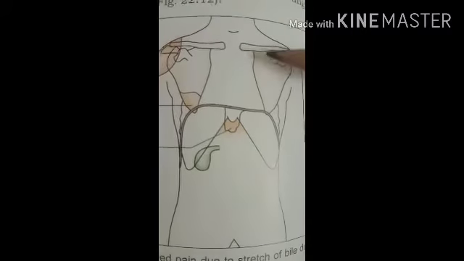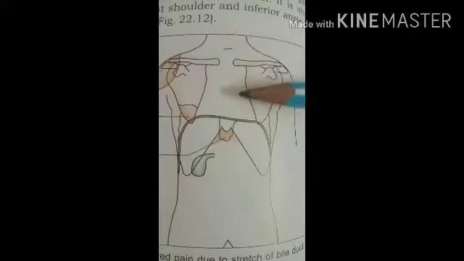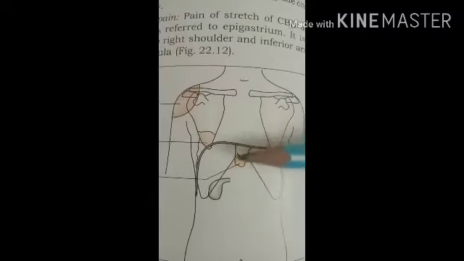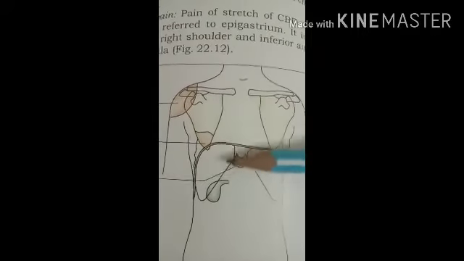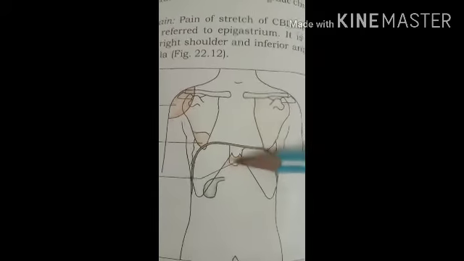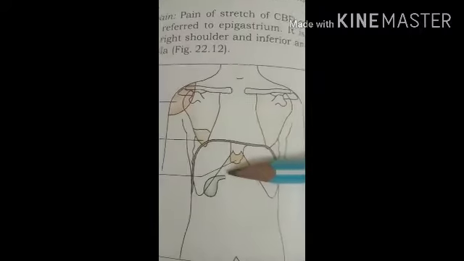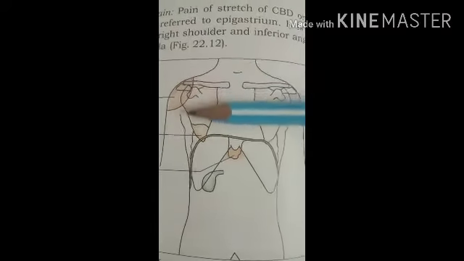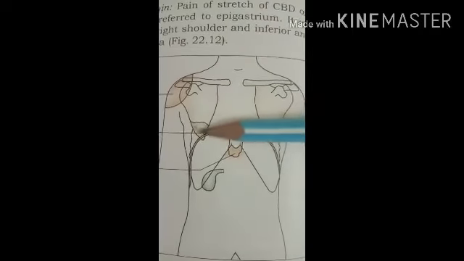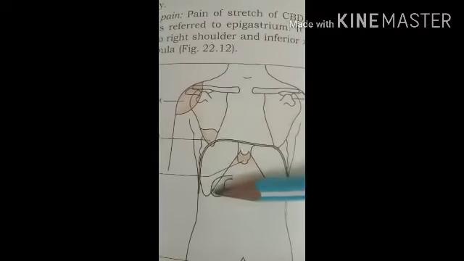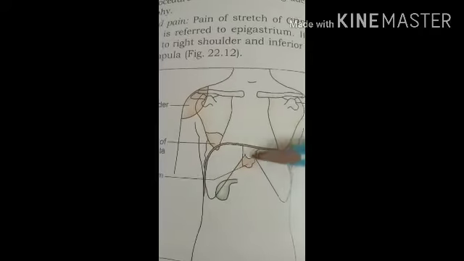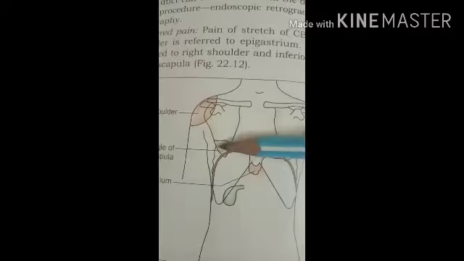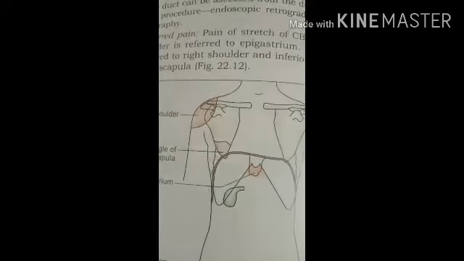The next clinical point is the referred pain related with the gallbladder. Pain from stretch of the gallbladder is referred to the epigastrium. It also refers to the right shoulder, this region, and also to the inferior angle of the right scapula. So the referred pain occurs in three regions: the epigastrium, the right shoulder region, and the right inferior angle of the scapula.